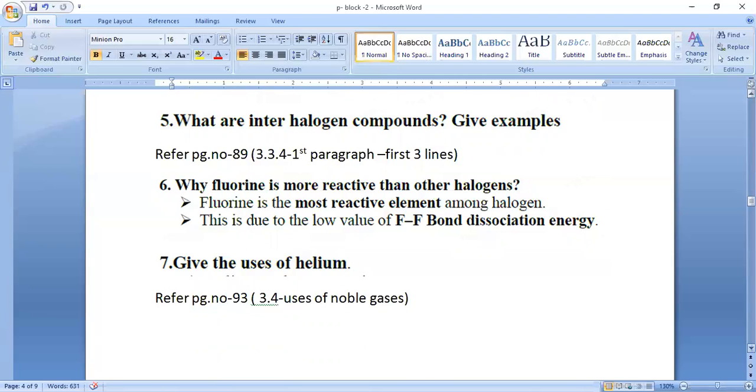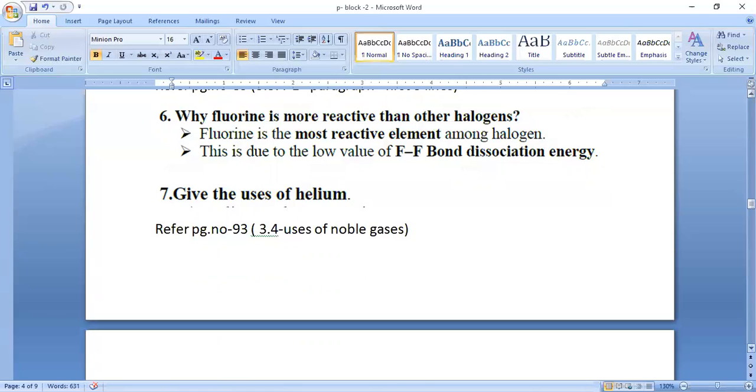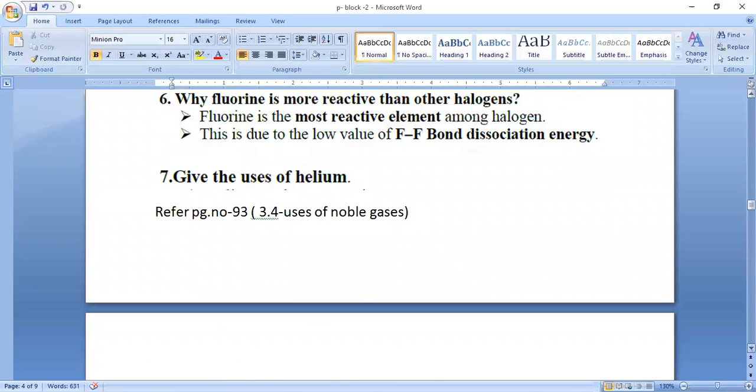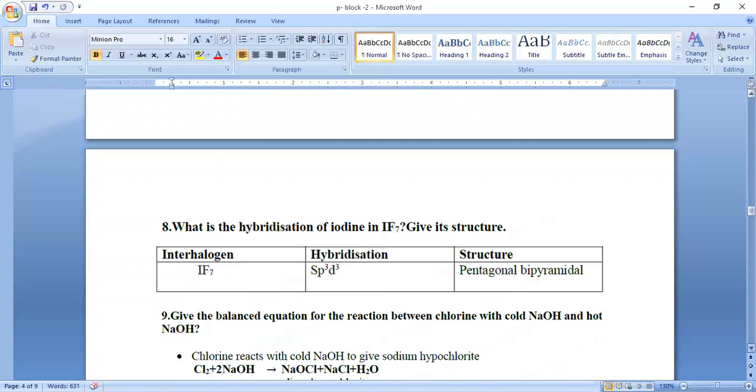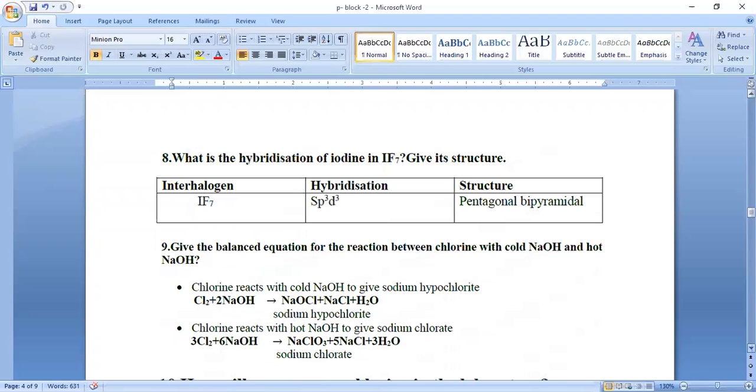Next question, give the uses of helium. For the answer, you need to refer to page number 93 under the content 3.4, uses of noble gases. Next, the eighth question: what is the hybridization of iodine in IF7? Give its structure. IF7 has sp3d3 hybridization. The structure of that molecule is pentagonal bipyramidal.